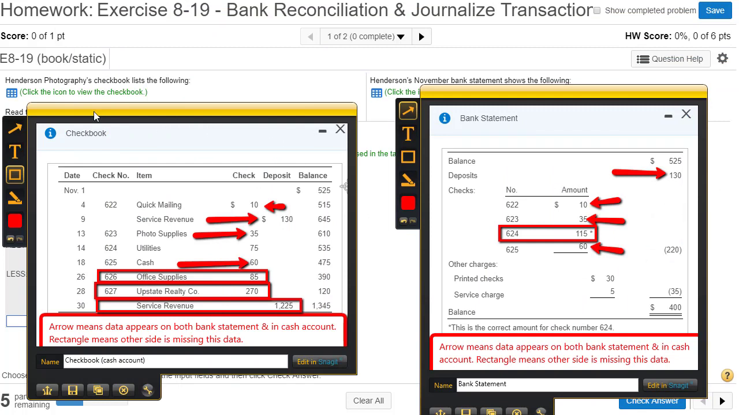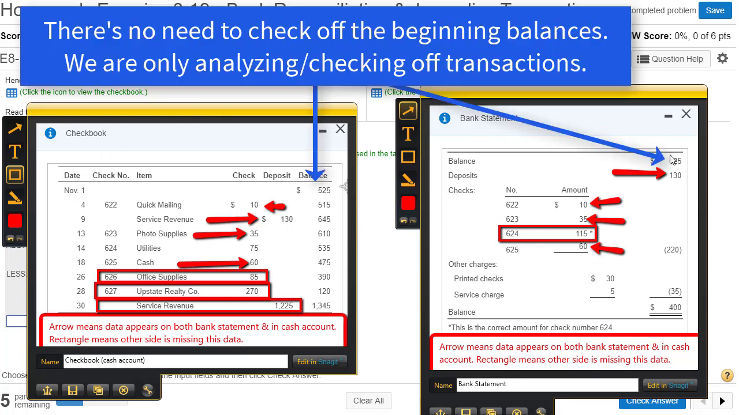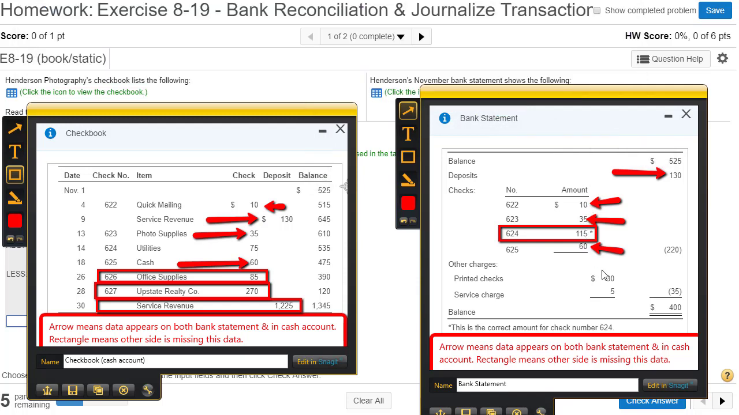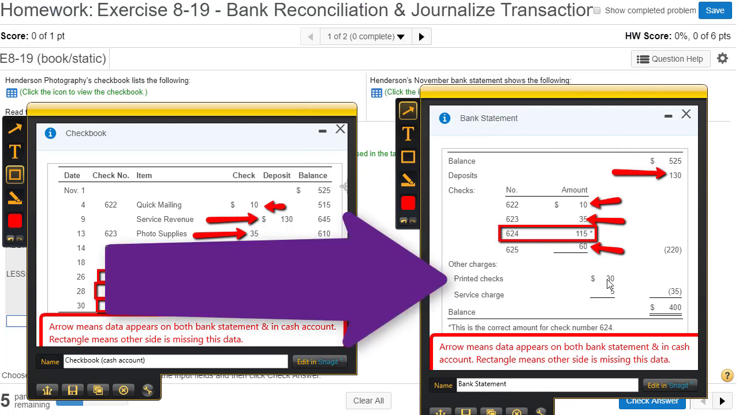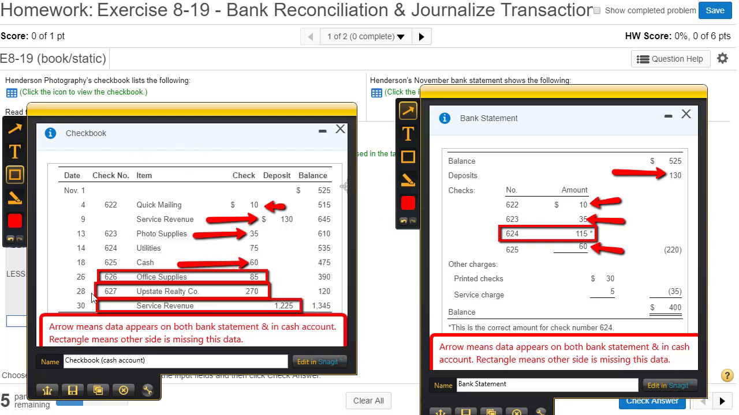Okay, so we've gone through the checkbook side one by one. So let's go to the bank statement and make sure everything is checked off. We don't check off the balances. We're only checking off the transactions. So this transaction is checked off. That one, that one, that one, that one. So now we've got this printed check charge. So do we have a $30 check charge over here? No, because we did not know about it.